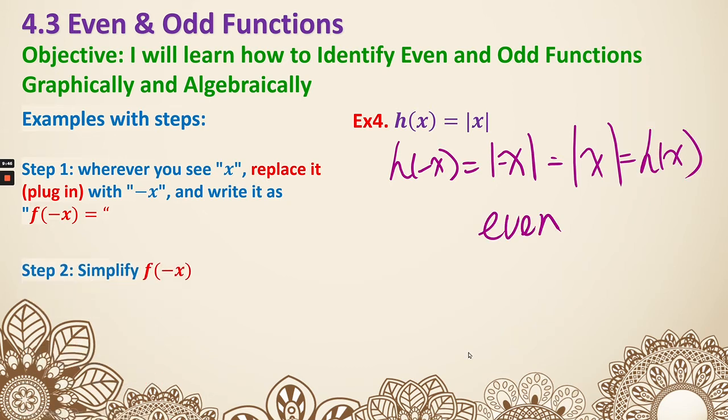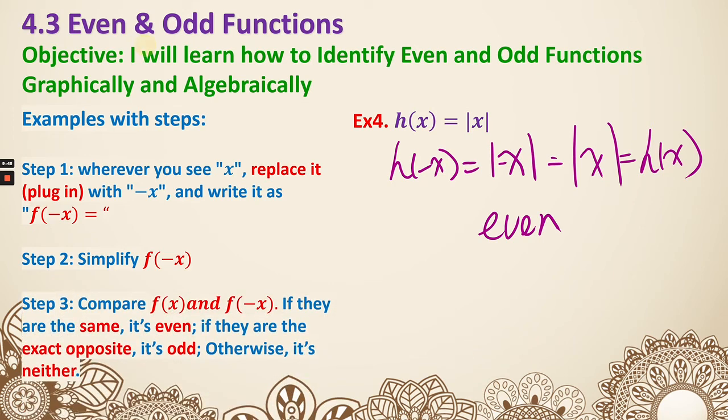And absolute value is kind of special. You might want to look at some graphs. For this one, the graph looks exactly like a check mark. And that is also why it's symmetric to the y-axis, and it's even.